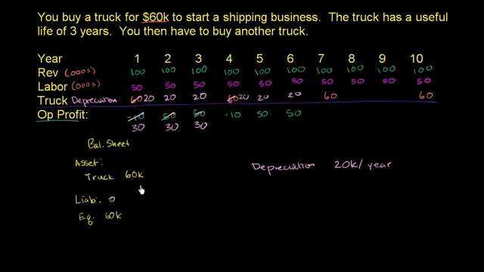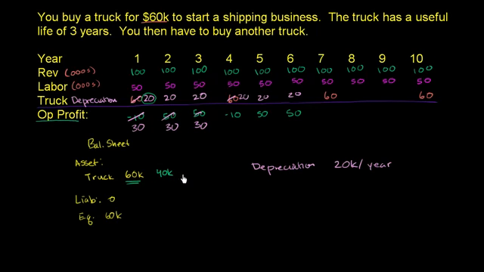Now, what does depreciation do to our balance sheet? At the beginning of year 1, we had a truck that was worth $60,000. If you forward to the end of year 1, or the beginning of year 2, because we're depreciating the value of the truck, we took a $20,000 depreciation expense. On our balance sheet, the value of the truck over the course of the year will go from $60,000 to $40,000.